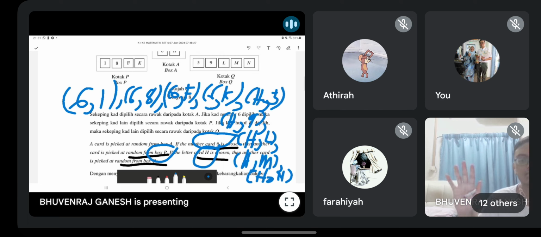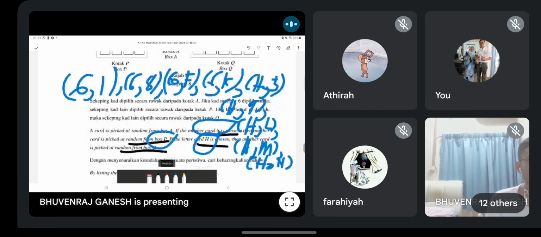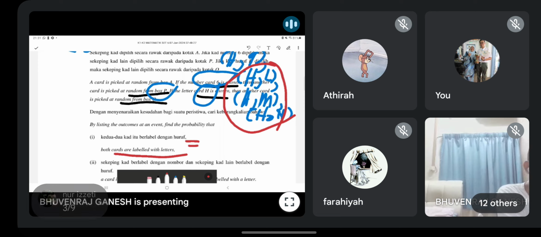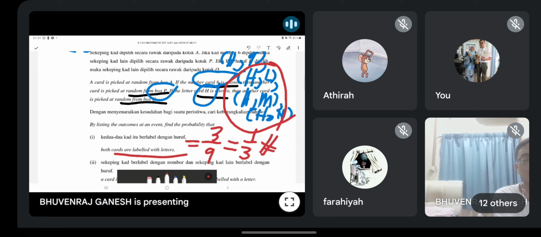Kamu kena ingat, 9 in total. Okay, 9 sample space. So now kamu baca soalan. Dua-dua kad adalah huruf. Jadi macam Haida cakap lah. Yang ni 3 sahaja. So what is the probability guys? What's the answer? Yes, jangan tulis 3/9. Remember, final answer matematik jawapan termudah, simplest form 1/3. Okay, jangan silap kat situ.